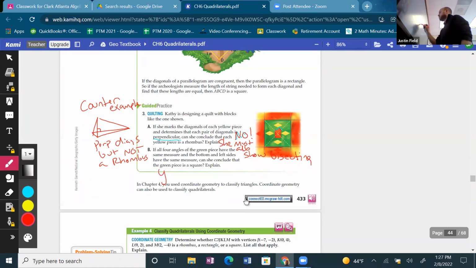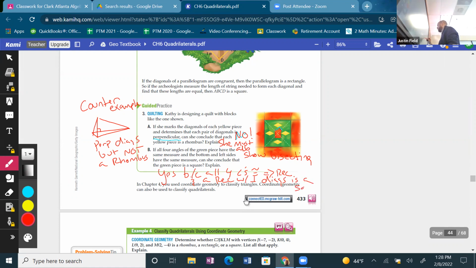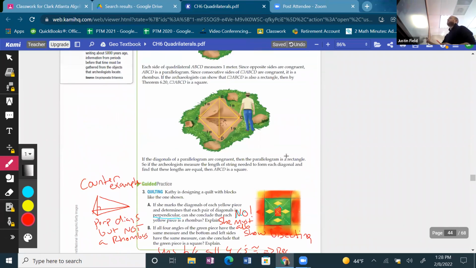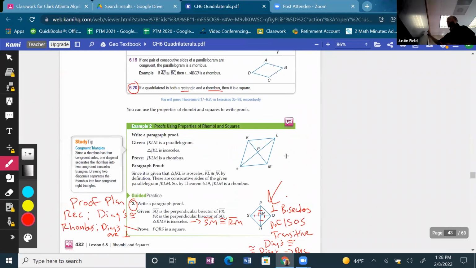Yes, because all four angles congruent, that means it's a rectangle. And a rectangle with perpendicular diagonals is a square. So the only difference between a square and a rectangle is those perpendicular diagonals. That must be a thing. A rectangle with perpendicular diagonals is a square.